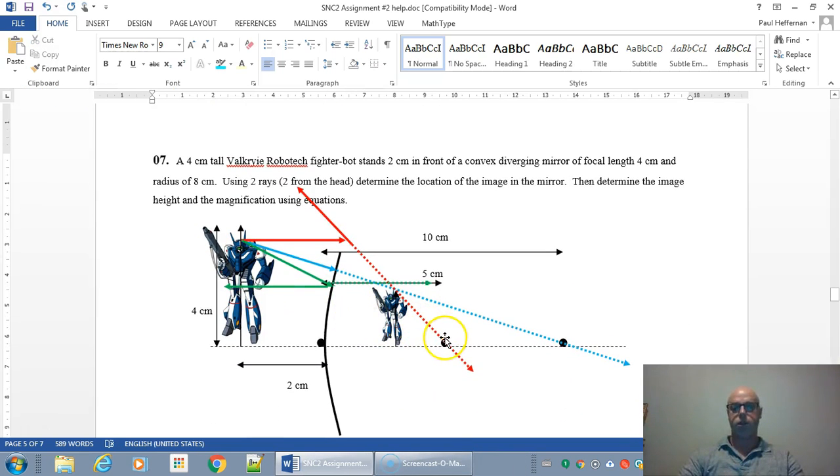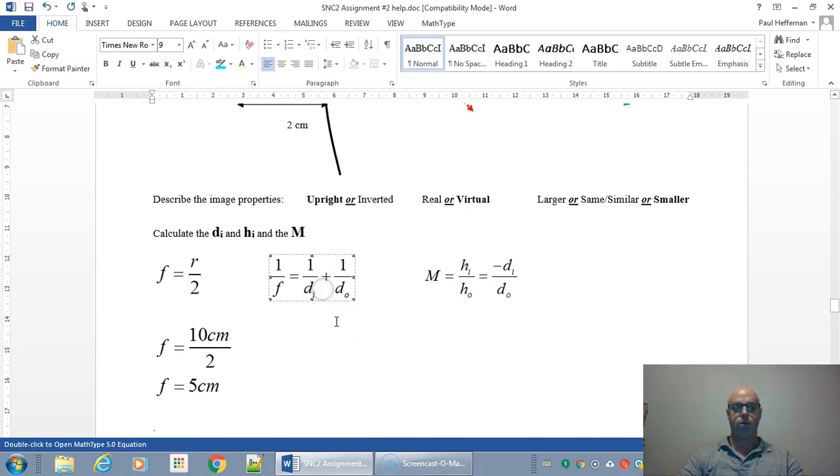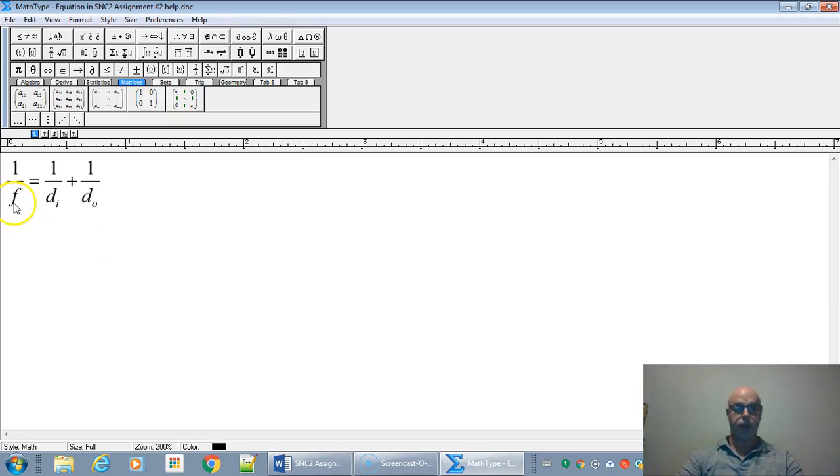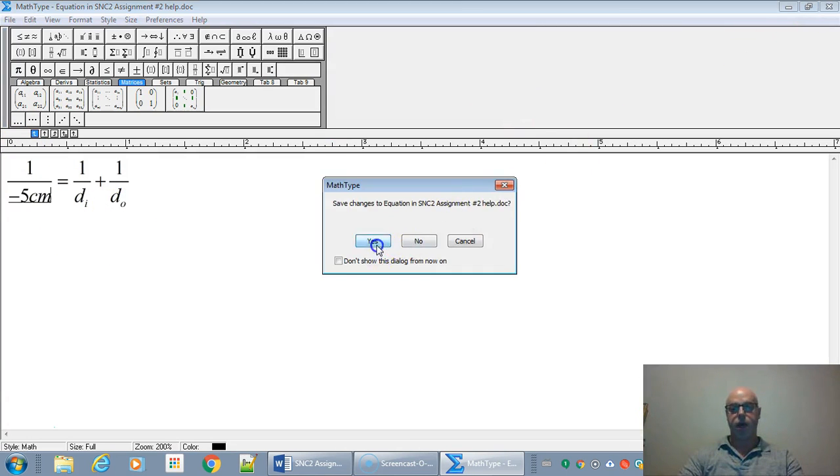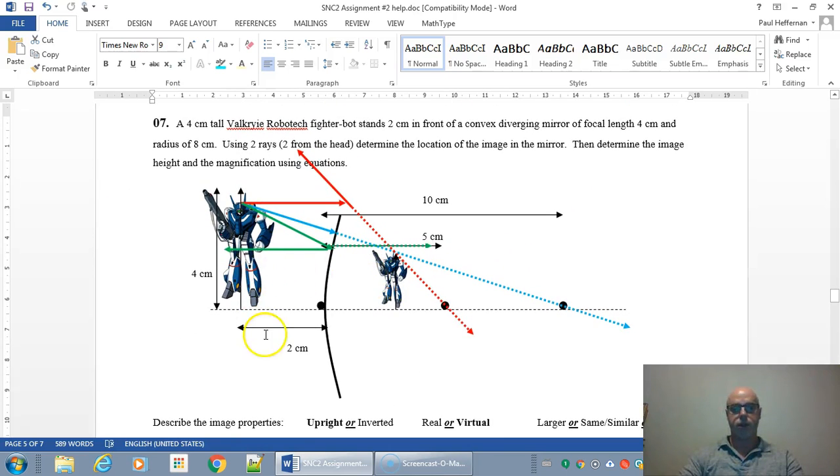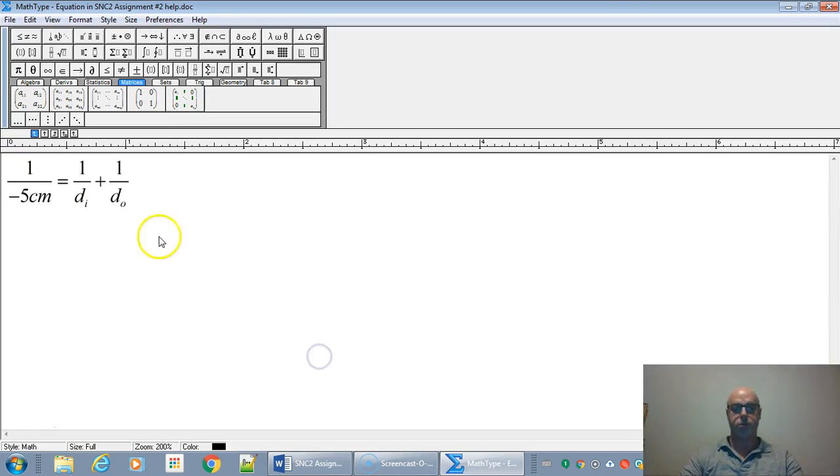Notice this time we're using the focal point which is inside the mirror, so that's going to be a negative 5 centimeters right there. So we have to be careful to remember to do that when we use the formula. So that's going to be negative 5 centimeters this time. And the object, let's just go back and take a look, it was 2 centimeters in front. So I'm going to put the 2 centimeters right here. There we go. Alright. So now what we have to do is solve for DI.